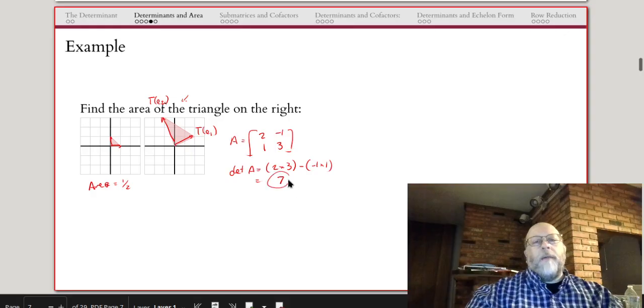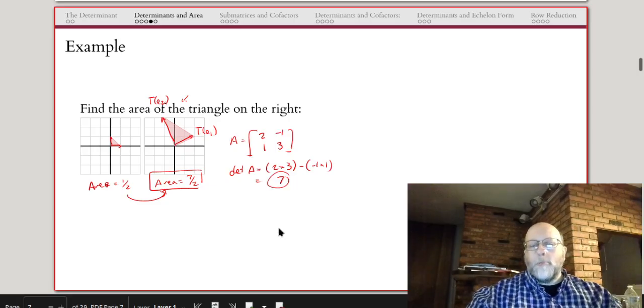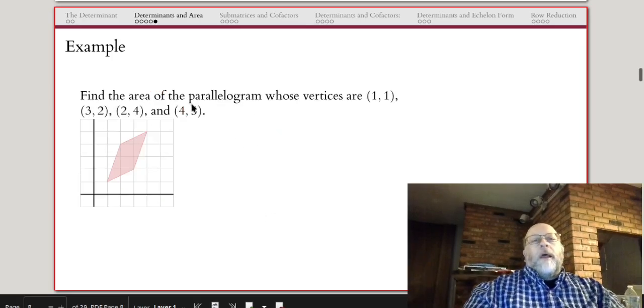And so the area becomes 7 times bigger. And so the area over here is 7/2. That's the area of the triangle on the right-hand side. All right, our last area example, and then we'll move on to something else. Let's find the area of this parallelogram. The vertices are 1, 1, 3, 2, 2, 4, and 4, 5.